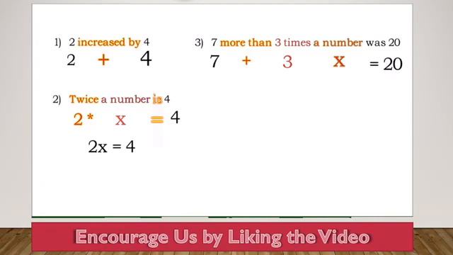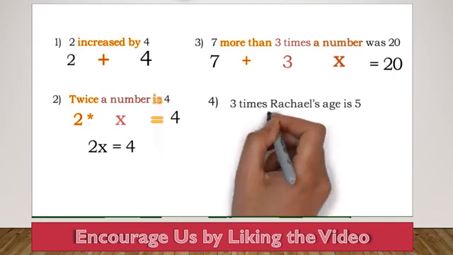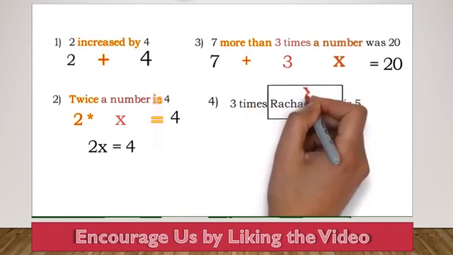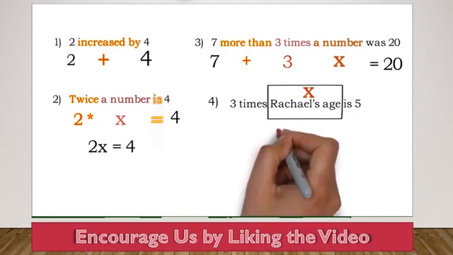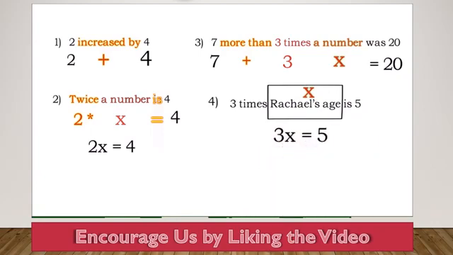Our unknown doesn't always have to be represented by a number. Example, 3 times Rachel's age is 5. Here the unknown is Rachel's age, so we can represent it by X. This will be 3X equals 5.